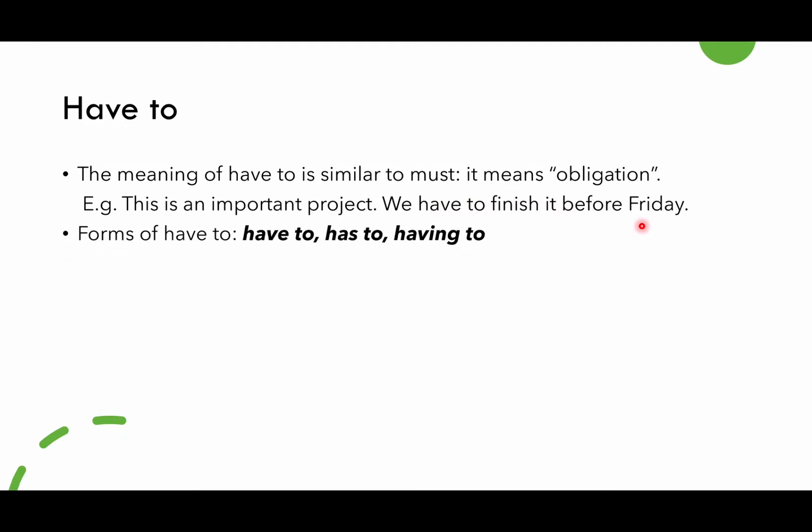Forms of have to: have to, has to, and having to. Now I'll give you 10 seconds to think about which one is which form. Time's up. Now, have to is present tense. Had to is past tense. Having to is continuous tense.